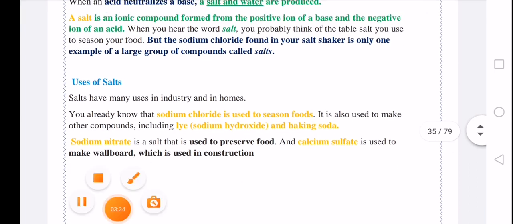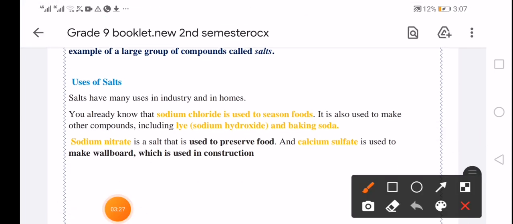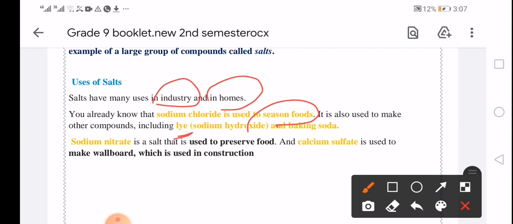Uses of salts. What is the use of salts? Salts have many uses in industry and in homes. You already know that sodium chloride is used to season food. It's also used to make other compounds, including lye, which is sodium hydroxide, and baking soda. Sodium nitrate is also a salt that is used to preserve food, and calcium sulfate is a salt used to make wallboard, which is used in construction.